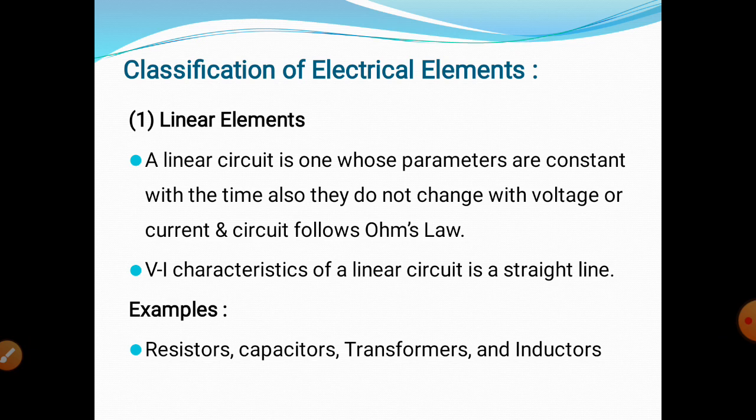First one is linear elements. Linear elements are elements which are constant with time, and they do not change with voltage or current source, and they obey Ohm's law. Ohm's law is V equals IR, and the VI characteristic of a linear circuit is always a straight line. Examples of linear elements are resistances, capacitors, transformers and inductors. These are the linear elements.